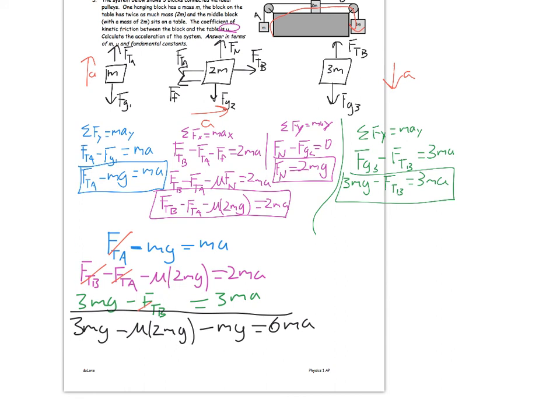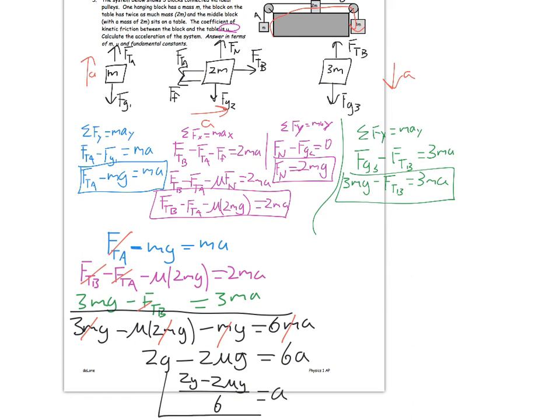And so we see the force holding them together goes away, and we're left with the total mass times our acceleration. We can cancel out the m that's in every single term here. Do a little simplifying, and so we have 3g minus g, so it's really just 2g minus 2 mu g equals 6a. If we're solving for our acceleration, it really becomes 2g minus 2 mu g all over 6. We could do some algebra to rearrange this a little bit, or you could just leave it like that. That's perfectly acceptable as an answer.